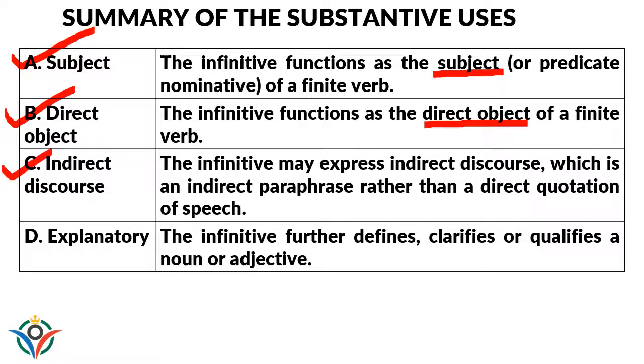And then we looked at indirect discourse. This is where the infinitive may express indirect discourse, which is an indirect paraphrase rather than a direct quotation of speech. And then finally, we looked at the explanatory infinitive. This is where the infinitive further defines, clarifies, or qualifies a noun or adjective. So now we've looked at the two categories, adverbial and substantive uses of the infinitive. Let's do some vocab together, and then we'll finish this lesson by practicing these infinitive uses together.